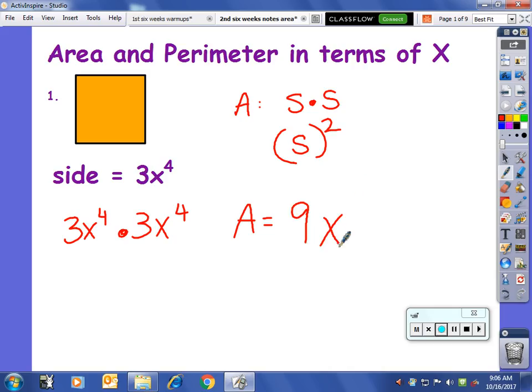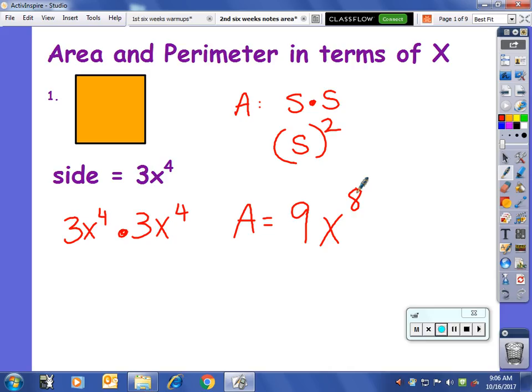9x to the 8th. The area gave me a different exponent in my area answer than I started with on my dimension. On area, your exponents will always change when you're doing area in terms of x.